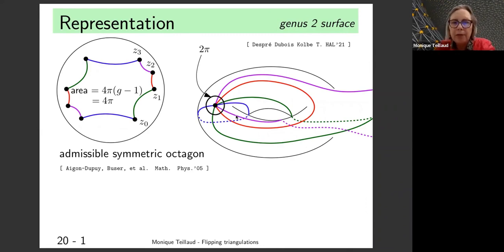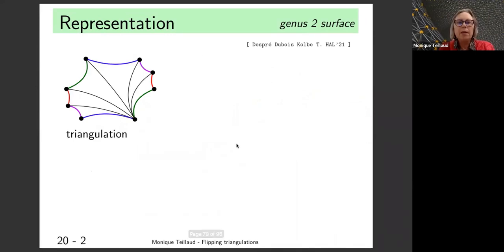which boils down to requiring that we actually have a smooth surface, that is, the sum of angles around the vertex is 2 pi. So all 8 vertices of the octagon represent the same point on the surface. So this is an important ingredient. And then we can triangulate with only one point.